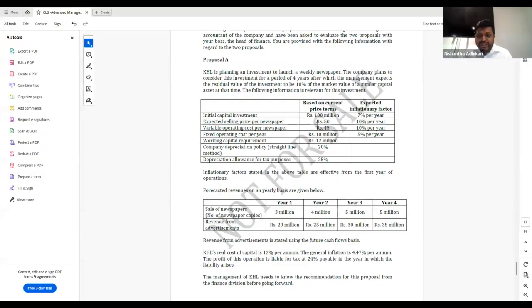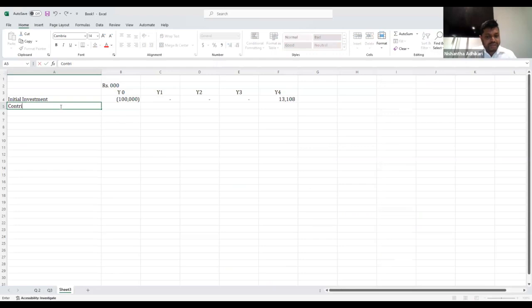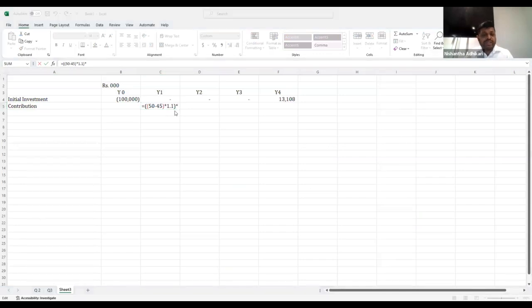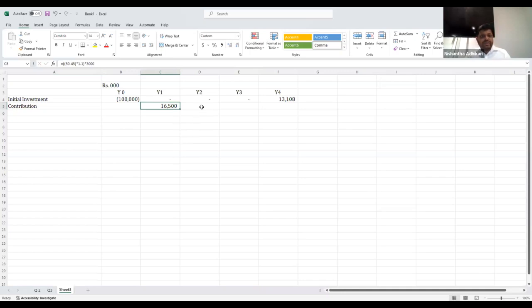Then expected selling price per newspaper is 50. Variable operating cost is 45 per newspaper. 5 rupees will be the contribution. It will increase by 10% over the period, and sale of newspaper is already given. Then I will take the contribution: 50 minus 45 into 1.1, the contribution per unit, into the number of newspapers sold in the first year. 3 million, in rupees 1,000 should be 3,000. That gives 16,500.